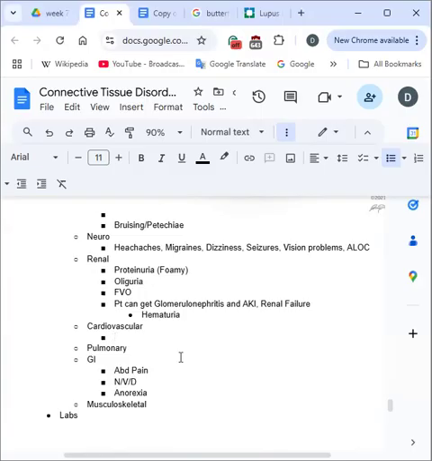And then cardiovascular. So what are some symptoms that might occur with this one?